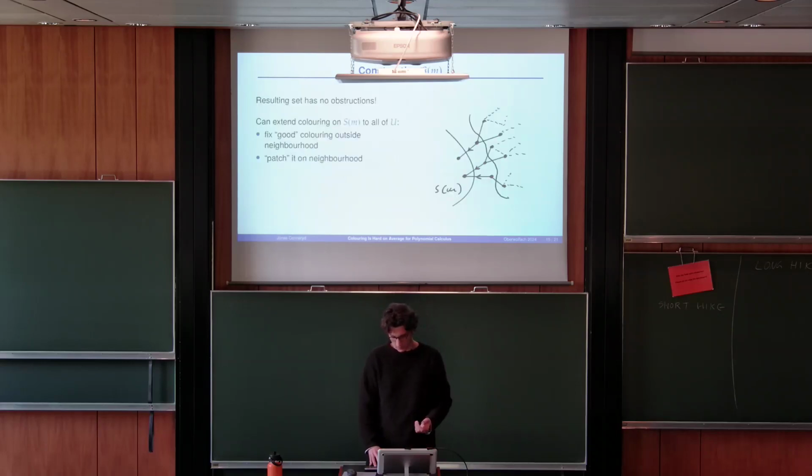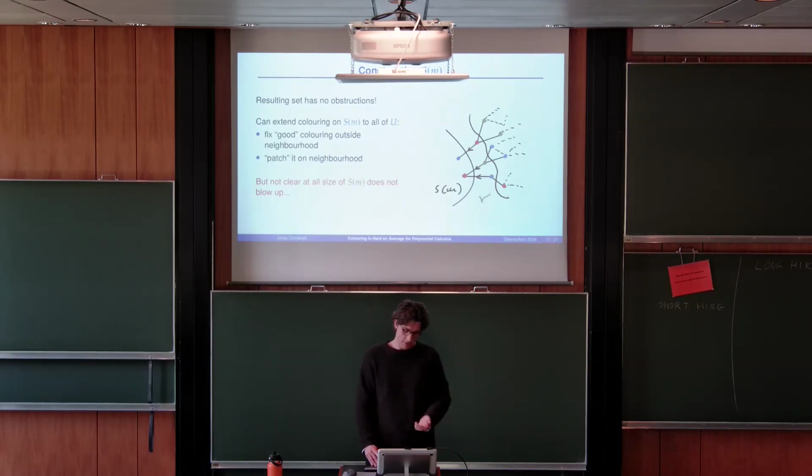Right. So if we manage to do this, we have removed all of the obstructions in the simplest way. We've just added them into S of M. And then we pay with a worse lower bound, just by making the set S of M larger, but being able to accommodate the restrictions. So now we can extend the coloring on S of M to all of U by fixing some good coloring outside of the neighborhood. Then you look at what you assign on S of M, and then you can patch it on the neighborhood, essentially.